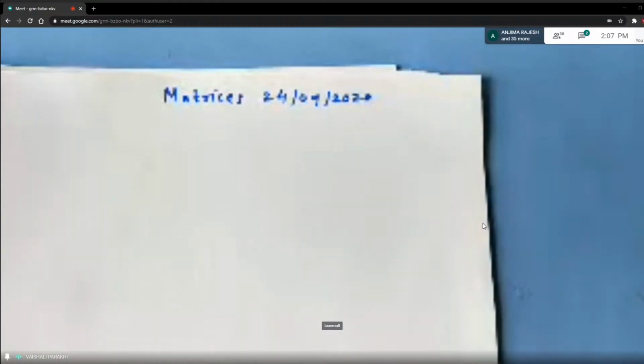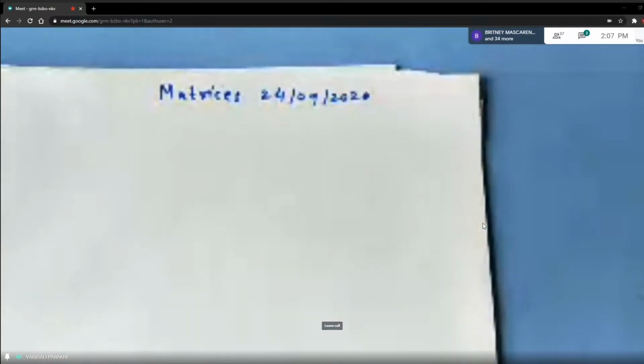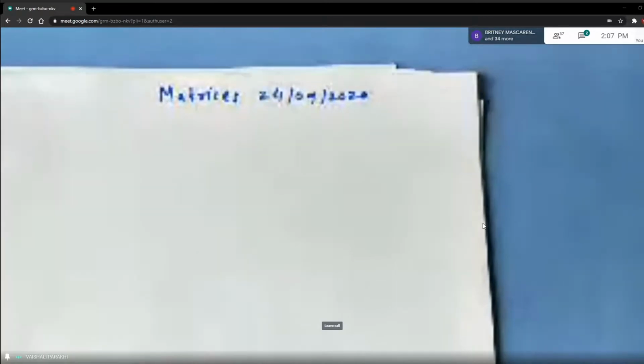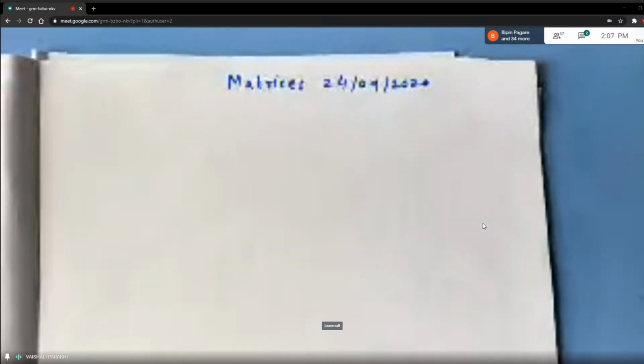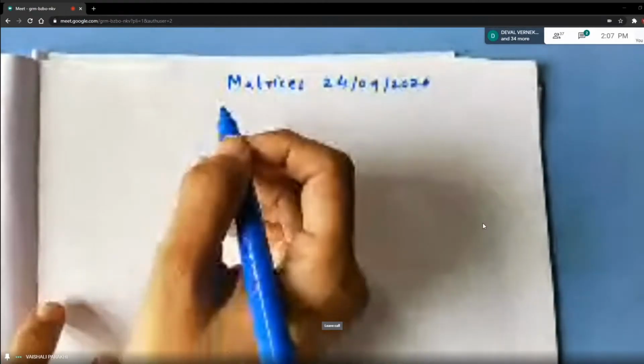What we did last time is how to find eigenvectors in different situations: when the eigenvalues are different, when eigenvalues are repeated, and the different methods to find eigenvectors. Now today I am going to tell you about diagonalization of a matrix.